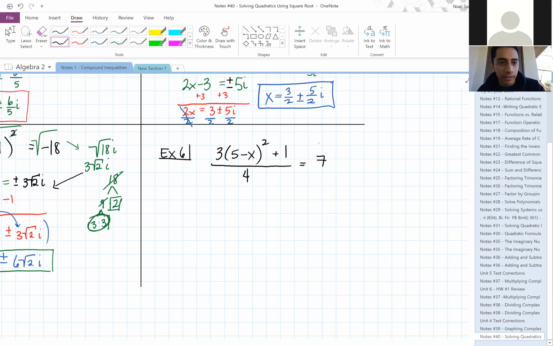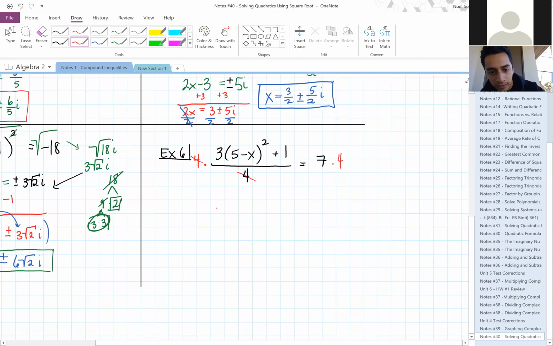So first thing is, since everything has a denominator of 4, first get rid of it, right? So kind of like fraction bust it, multiply everything by 4, or multiply both sides by 4. So here, this 4 will cancel out with this 4. So you can then bring down 3 times (5 minus x) quantity squared plus 1 will equal 28.